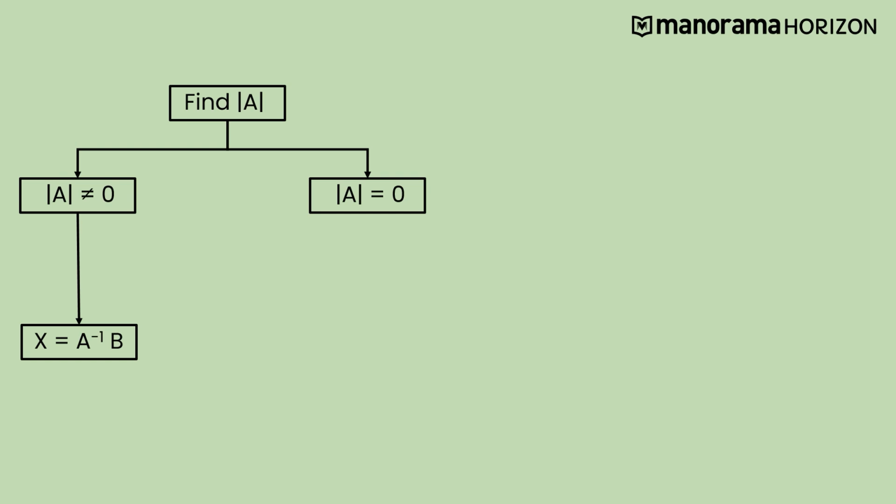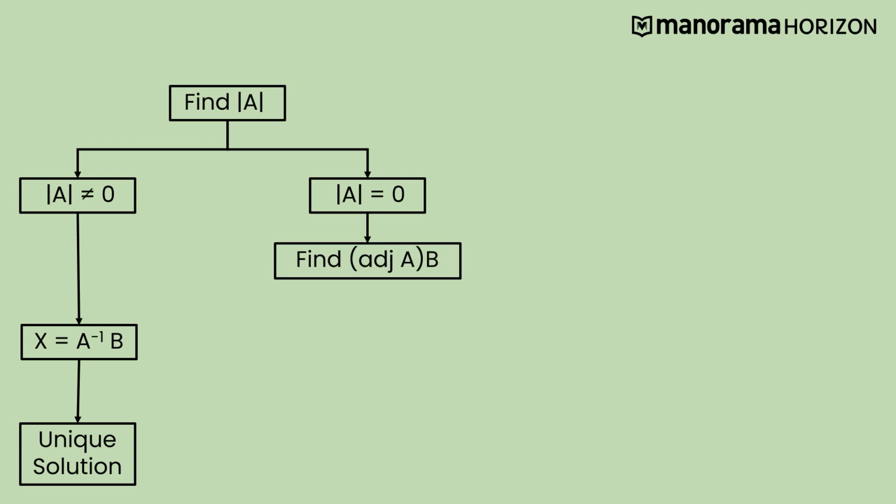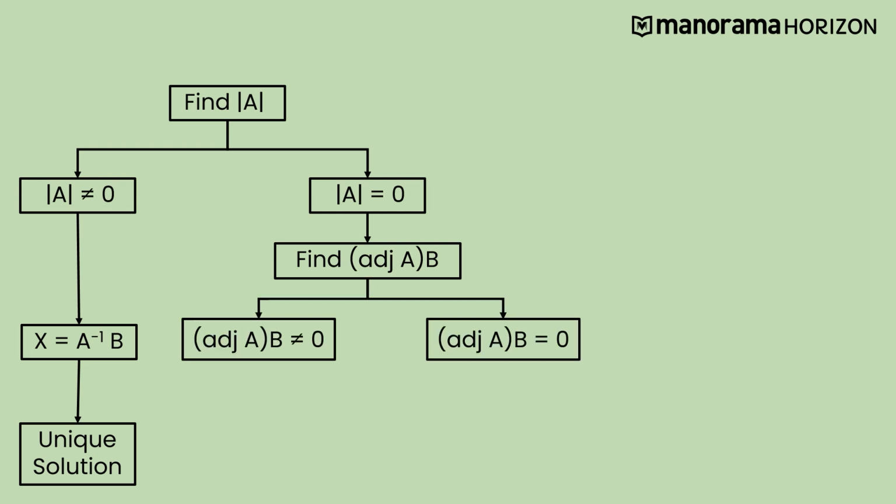If determinant is not equal to 0, we can say the inverse exists, and we have to solve for the value of X, which is given by A inverse into B. Then we can conclude that the system is consistent with a unique solution. Now what happens if the determinant is equal to 0? If the determinant is equal to 0, we have to find (adjoint A) into B. Again check if (adjoint A) into B is equal to 0 or not. If it is not equal to 0, we can say the system is inconsistent. That means a solution does not exist.